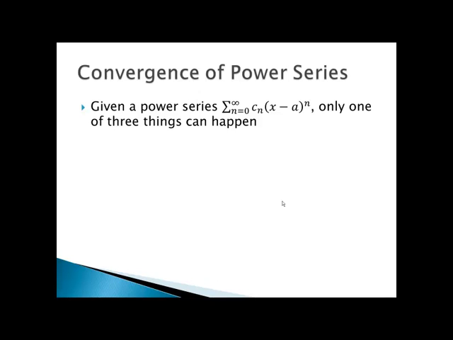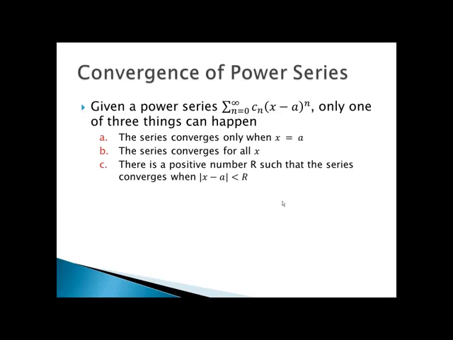Given a power series, only one of three things can happen. The first thing is that the series will converge only when x is equal to a. If x is equal to a, then we'll have x minus a equal to zero, so that will be the series of all zeros, which converges to 0. The series could also converge for all values of x, meaning that whatever value of x we put in, it would lead to a series that would converge.